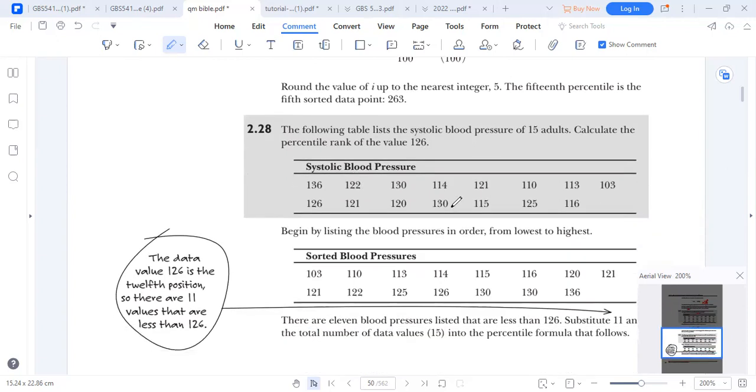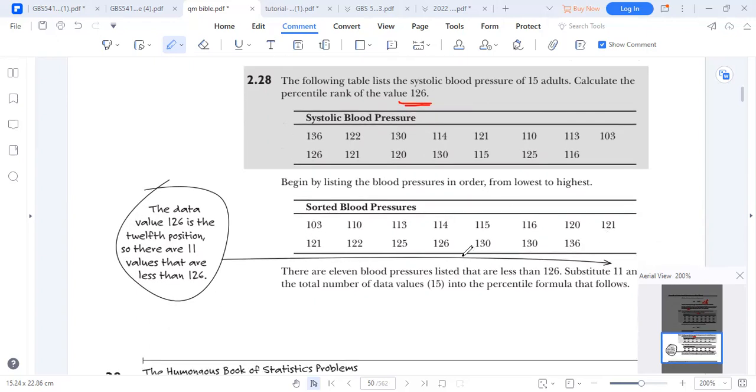So one of these questions came in your tests. We're given the blood pressure for 15 adults. Calculate the rank of, now this one is tricky. So firstly, you rearrange, you're asking us to find the rank or the percentile of the value 126. So rearrange them in ascending order. After rearranging them, you identify 126. Where's 126? It is here. So you count it: 1, 2, 3, 4, 5, 6, 7, 8, 9, 10, 11, 12.